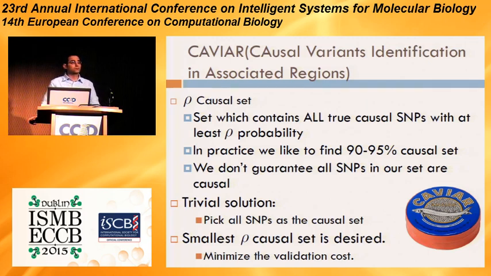So a trivial answer to this problem is that you pick everything as causal. You pick all the loci in that region as a rho causal set, and with probability 100%, if there is a causal variant, you have captured it. And obviously, this is not what we want. So among all the rho causal sets, the one which has the smallest number of variants is the most informative one. And this has another benefit, which is that it will have the minimum number of validations as well.